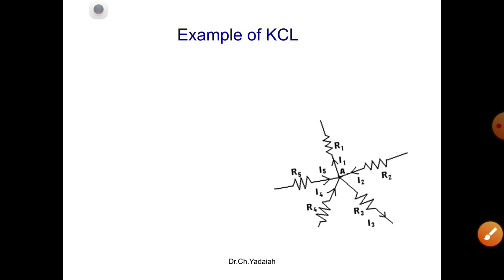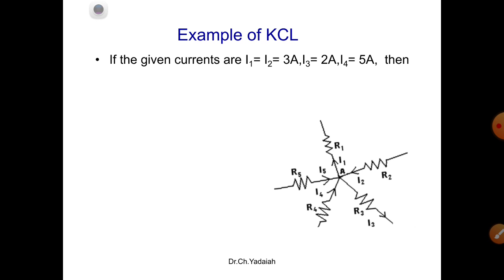Let us do an example. If the given currents are I1 equal to I2 equal to 3 amperes, then I3 is equal to 2 amperes, I4 is equal to 5 amperes. Then what is the current I5 in the circuit? Okay, let us do it. Same equations. So what are the currents? I1, I2 are given as 3 amperes, I3 is 2 amperes, I4 is 5 amperes.